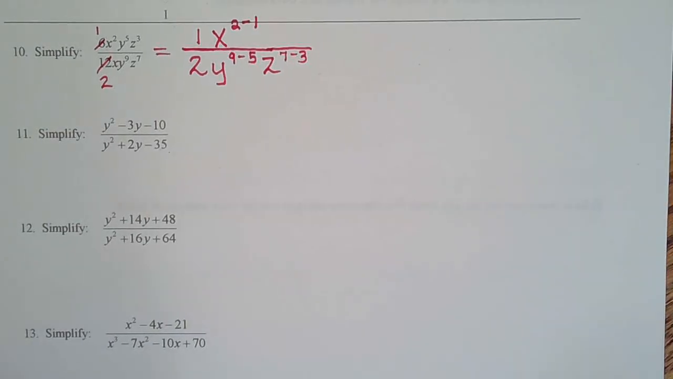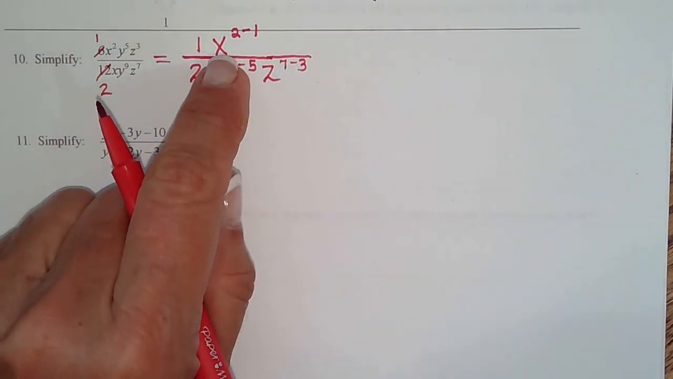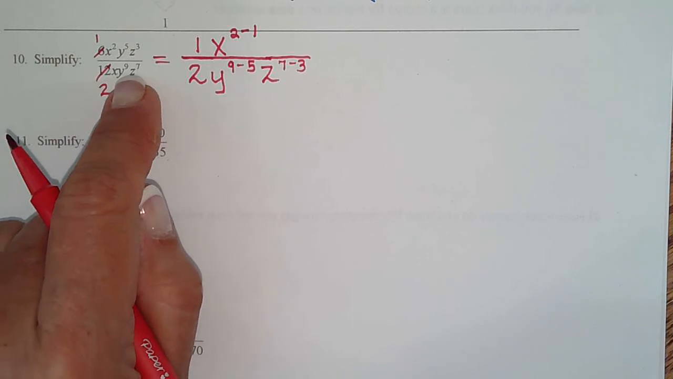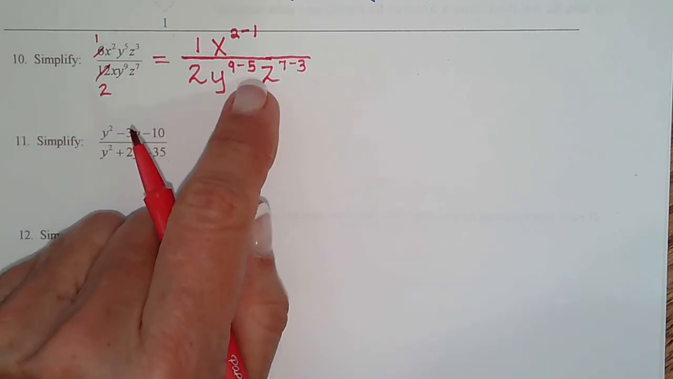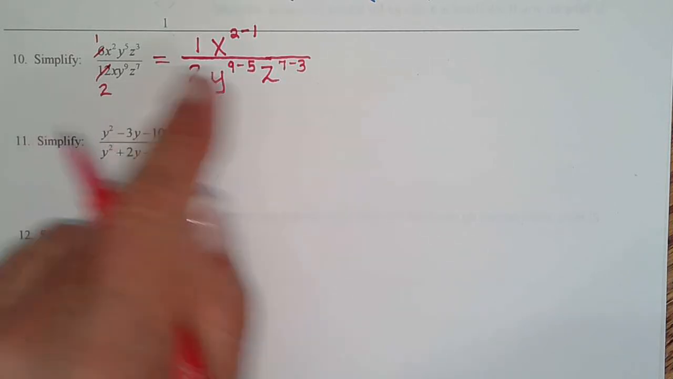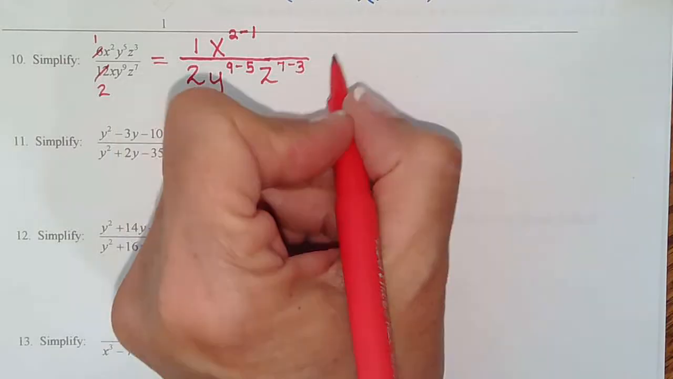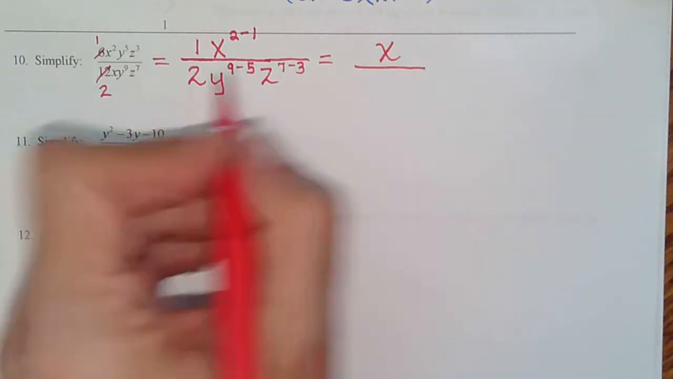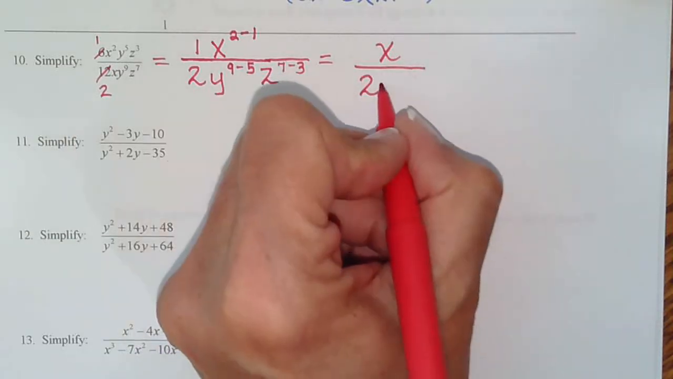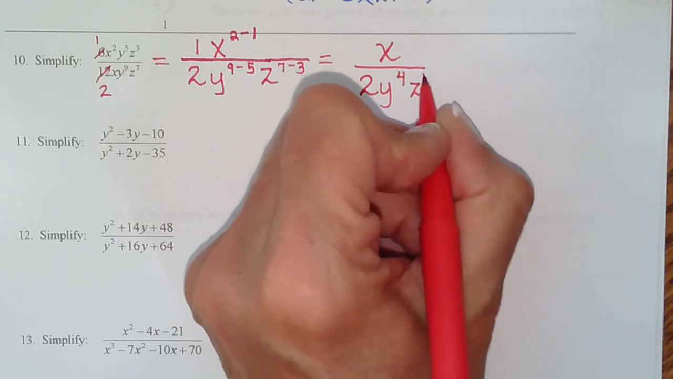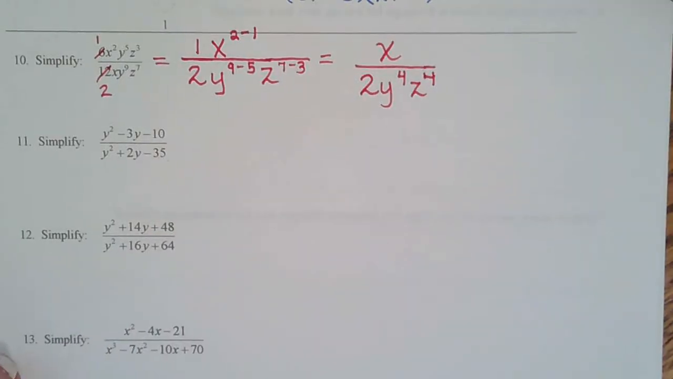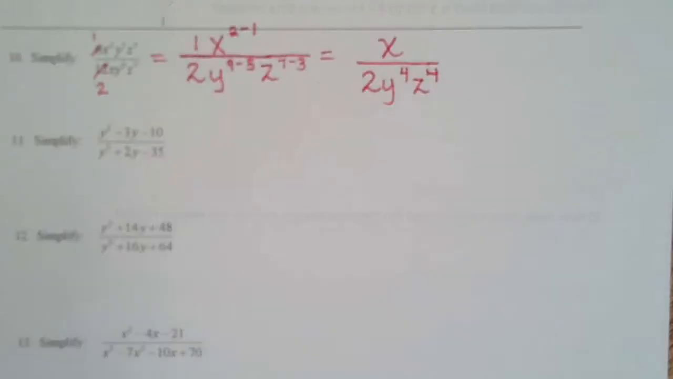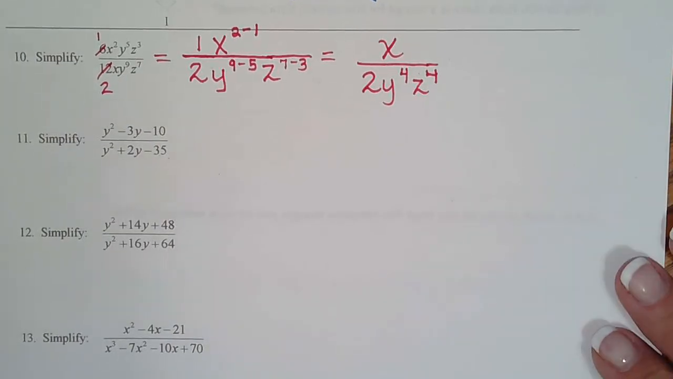So the way to keep them positive is leave the base where the larger exponent was, larger's here, and then subtract 2 minus 1. Larger's in the denominator, then subtract 9 minus 5. Larger z's in the denominator, so subtract 7 minus 3. And so that gives us x to the first in the numerator, and we can leave the 1 off. 2 goes in the denominator, and this will be y to the fourth, z to the fourth. And we're done. That way we don't have to deal with the negative exponents because we left the base where the larger exponent already was.